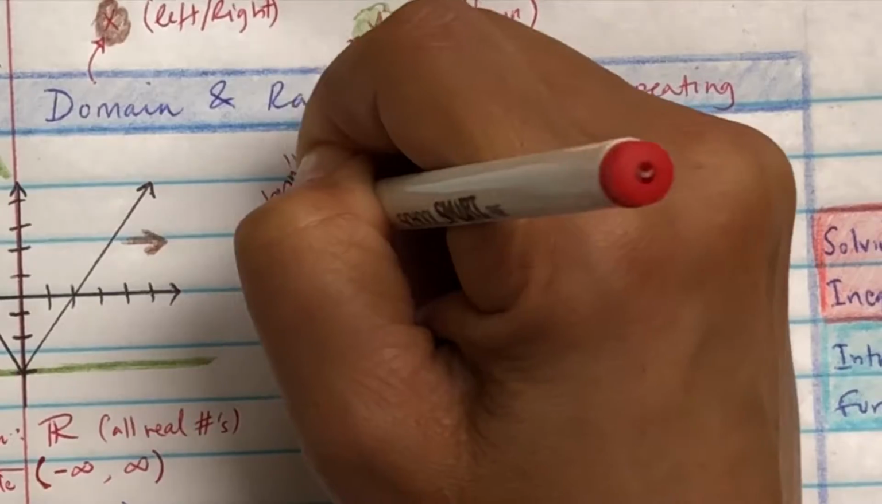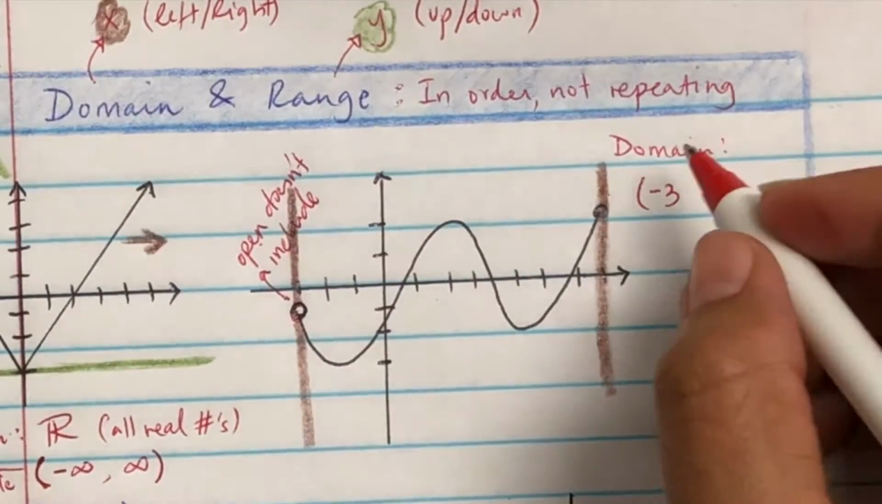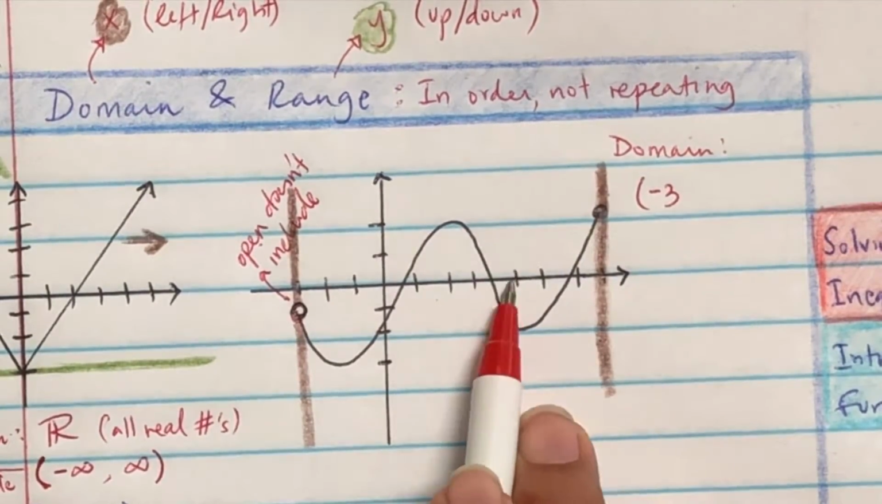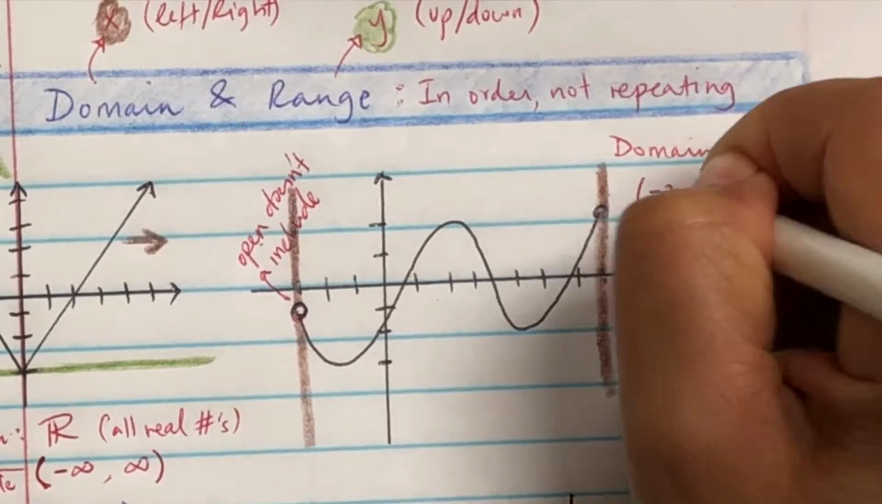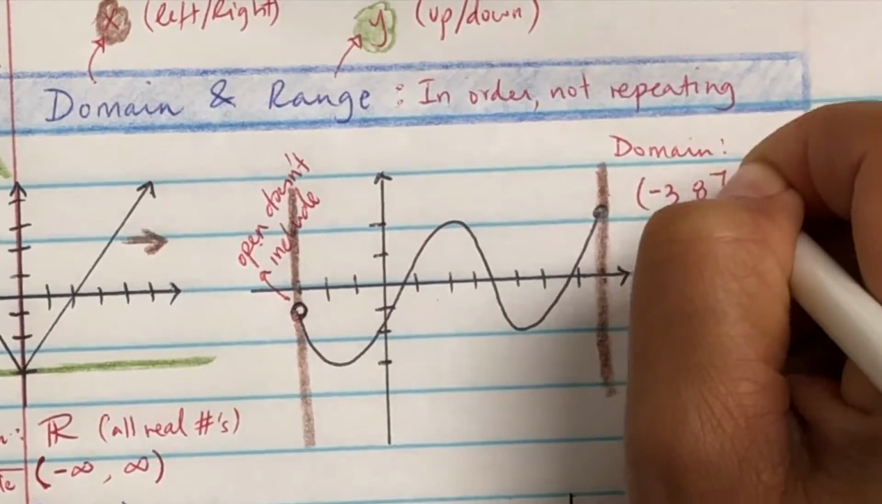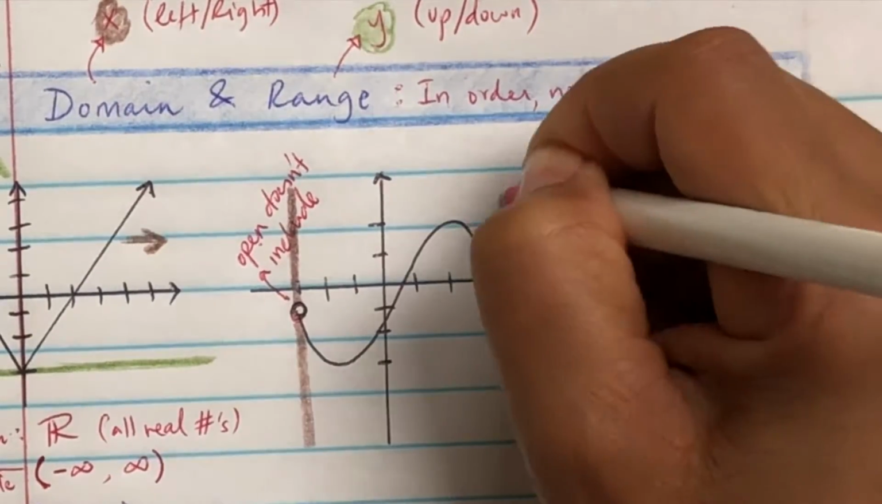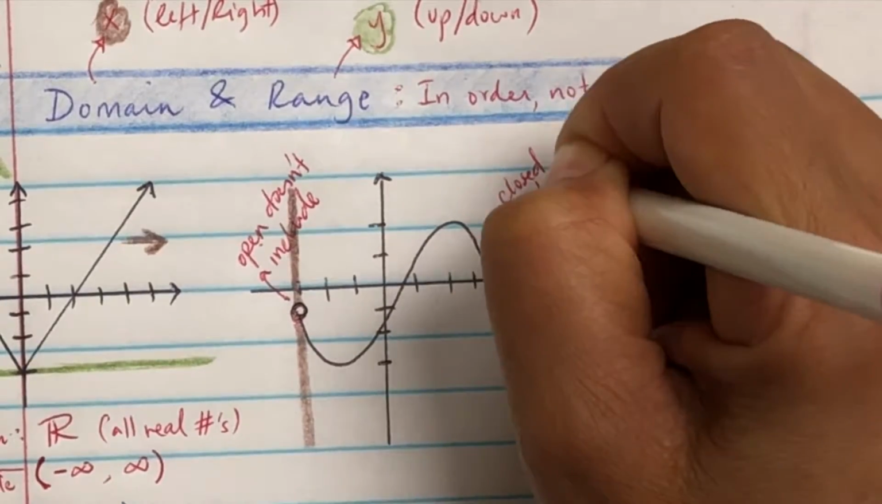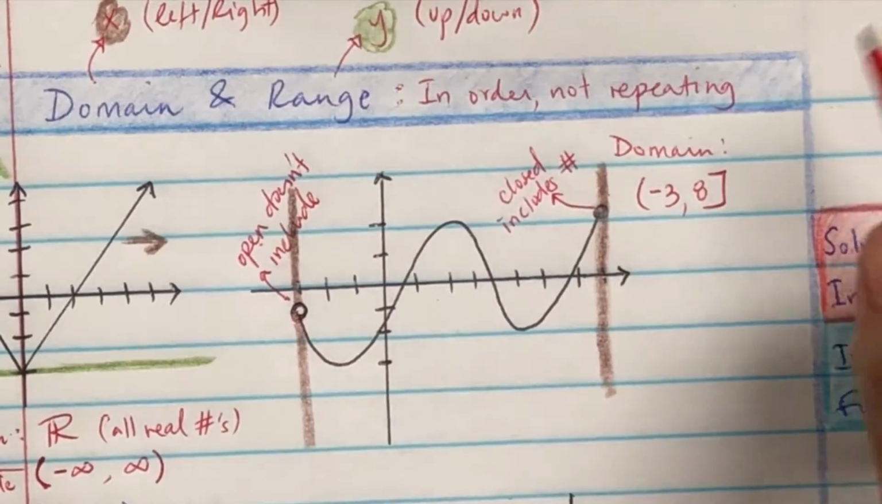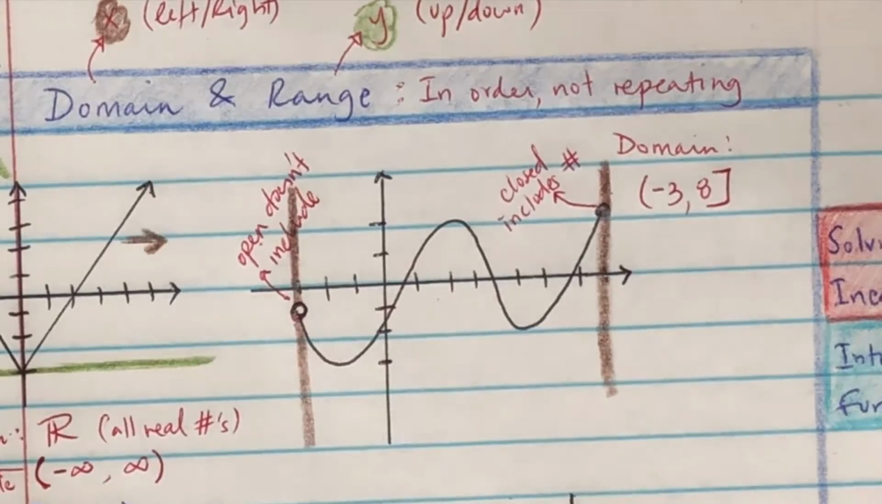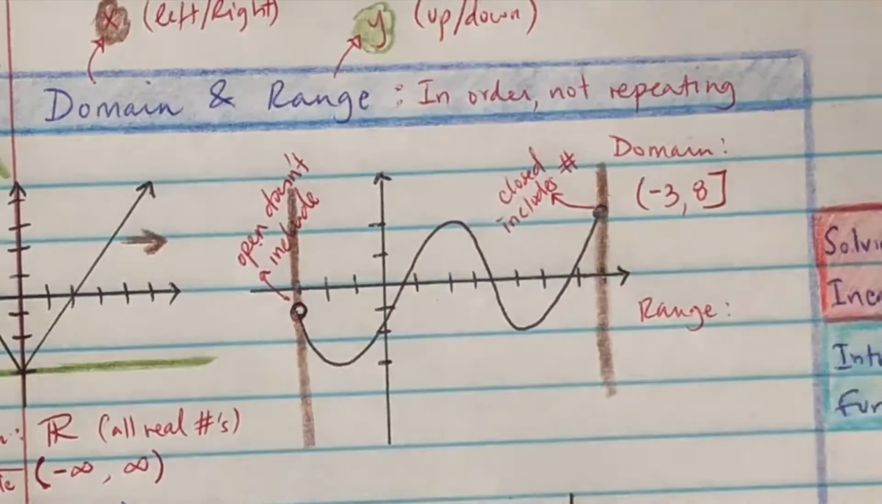Color in open, don't include. And where does it stop? It stops at 1, 2, 3, 4, 5, 6, 7, 8. And does it include that? Yes, because there's a dot, it's shaded in. So you're going to do a closed parentheses. So again, remember, open parentheses doesn't include the number, closed parentheses does. So that's the domain, that's the x, left to right.